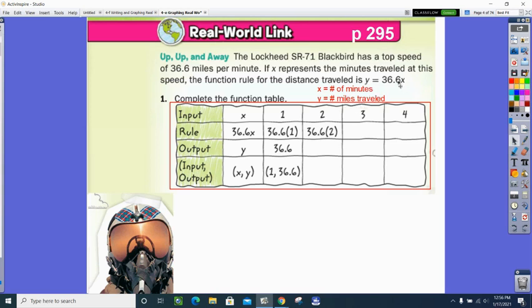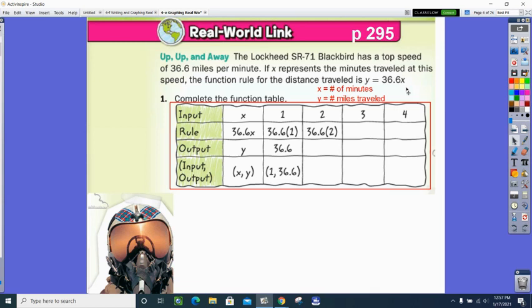So if this jet was to fly for 1 minute, 36.6 times 1 would be 36.6. So for 1 minute, there would be 36.6 miles traveled. I mean, that's almost from Ledger to Hartford in 1 minute. So now what we're going to do is we're going to make a function table, and we're going to be using this rule. And we're not going to get worried about the decimal.